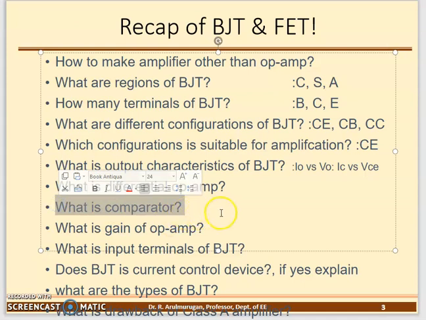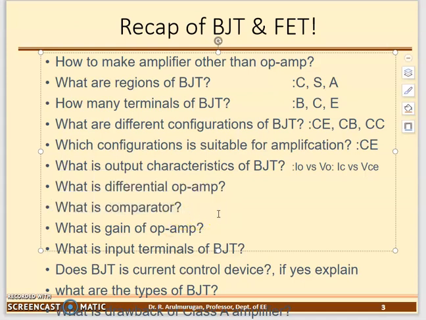What is a comparator? A comparator is going to compare the two inputs. What are the two inputs? That is called a difference, the difference of V1 minus V2. So this is called a comparator.